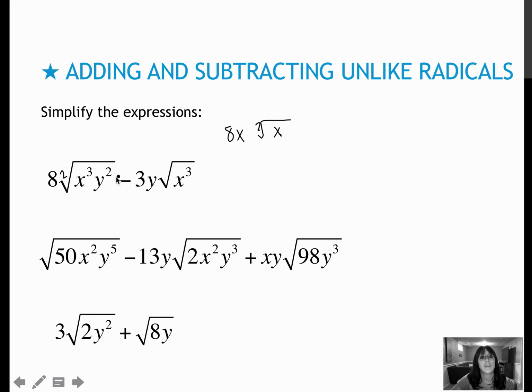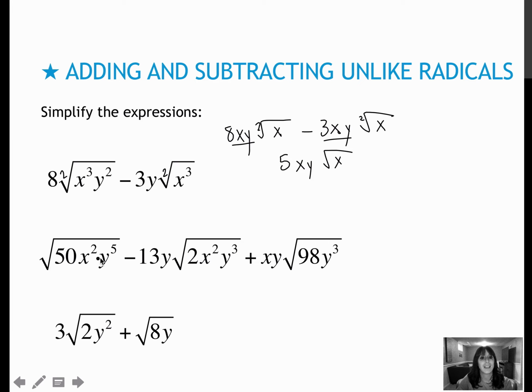And then 2 divided by 2 is 1, so 1 on the outside. Same thing's going to happen here. 3 divided by 2 is 1. But there was 1 left over. And now I've got 8xy minus 3xy, which would give me 5xy square root of x. So because they were like here, I could combine them, and because they were like here, I could combine them. So 5xy radical x would be my lowest form answer.